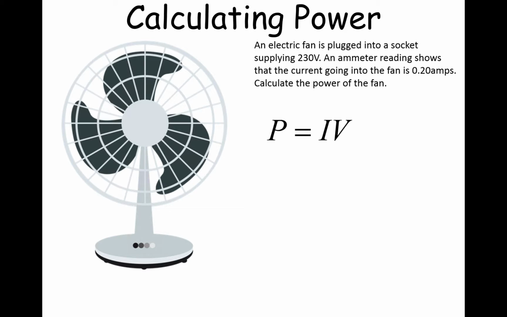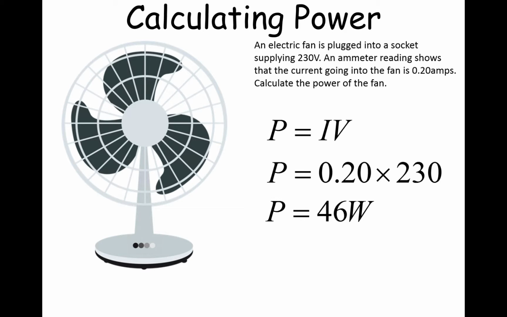So we write down our equation. We substitute in the numbers, so we replace I with 0.2 and we replace V with 230. That gives us an answer of 46 watts. So if we were to look at power equals energy over time, we would have that there are 46 joules of energy being transferred every second.